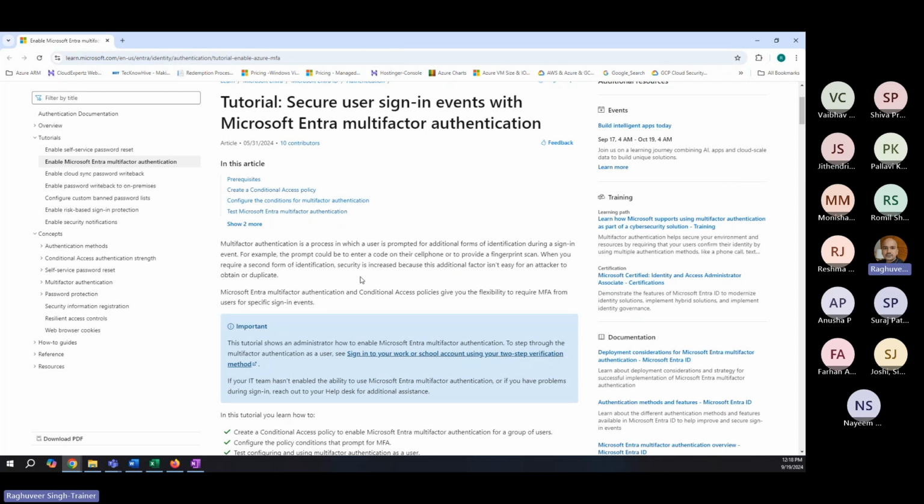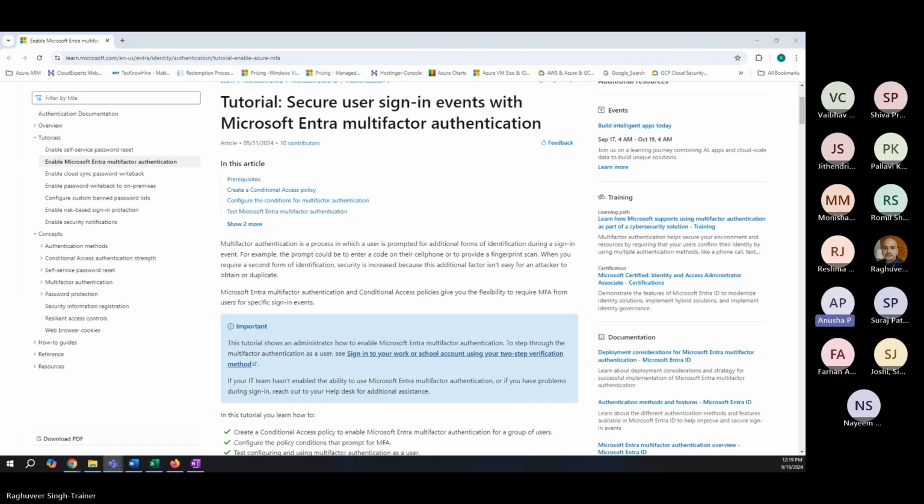So first of all, any of the participants, if you would like to talk about what is multi-factor authentication and why we need it, why it is so necessary today, I'm all ears now. Why do we need it?